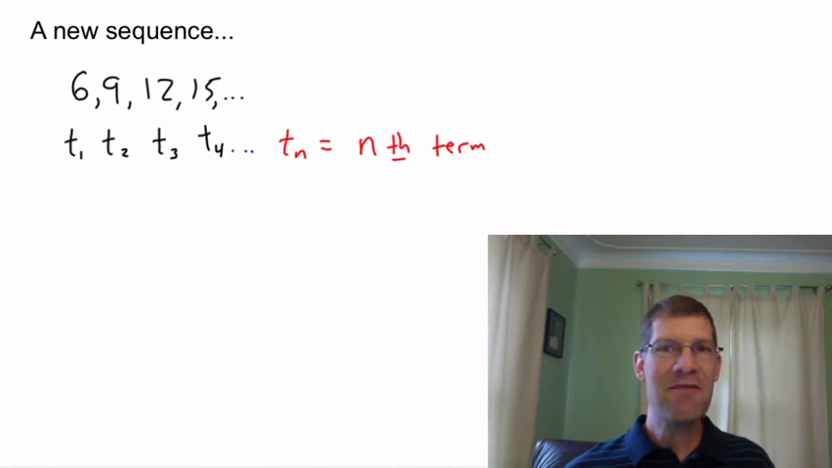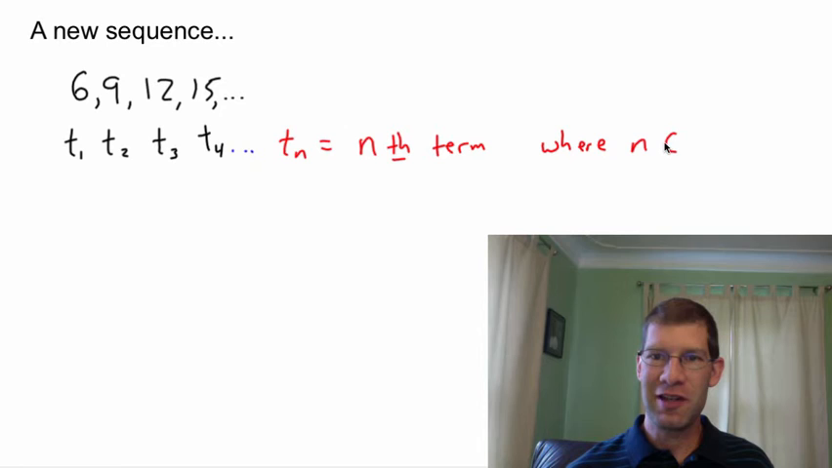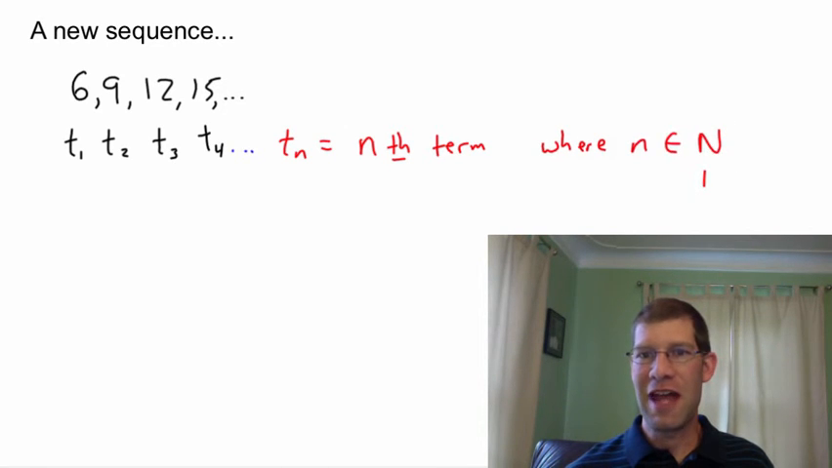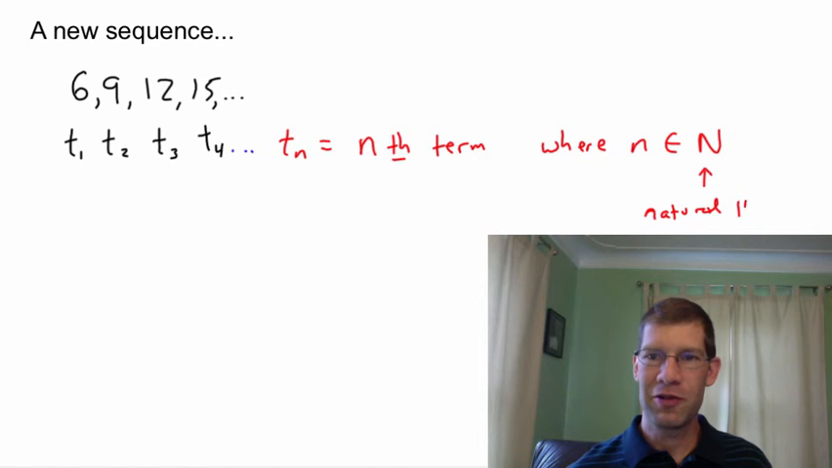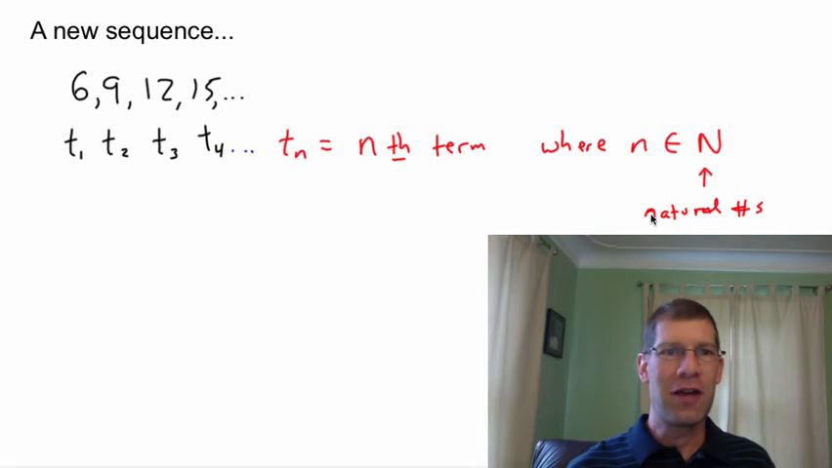Once we have that, we can use that information to go through and write a formula for the sequence. So that t sub n is the nth term of the sequence. If you wanted to, you could say where n is an element of capital N, which is the natural numbers. You could write that if you wanted to. That's really sloppy. Okay, moving on.